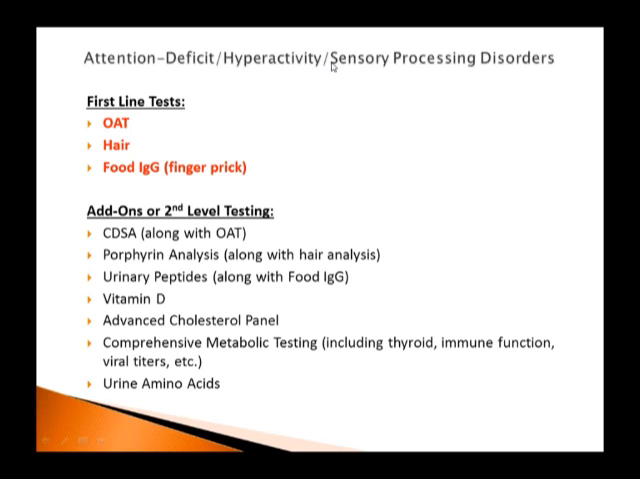Of course, for me, as a practicing clinician, I'm always going to get a clinical intake, and I may pick and choose a few other things here based on my clinical suspicion. But as just a frontline entry point for most kids, the OAT, the hair, and the food IgG is not a bad place to start.